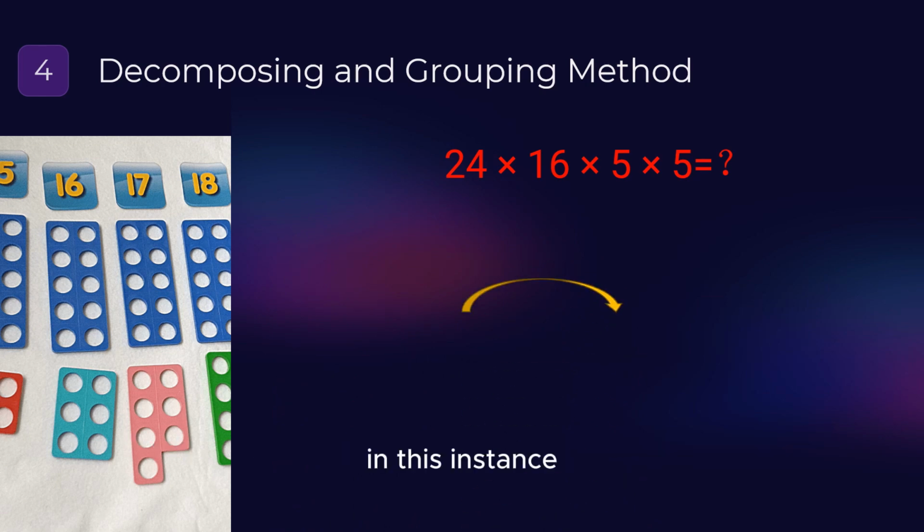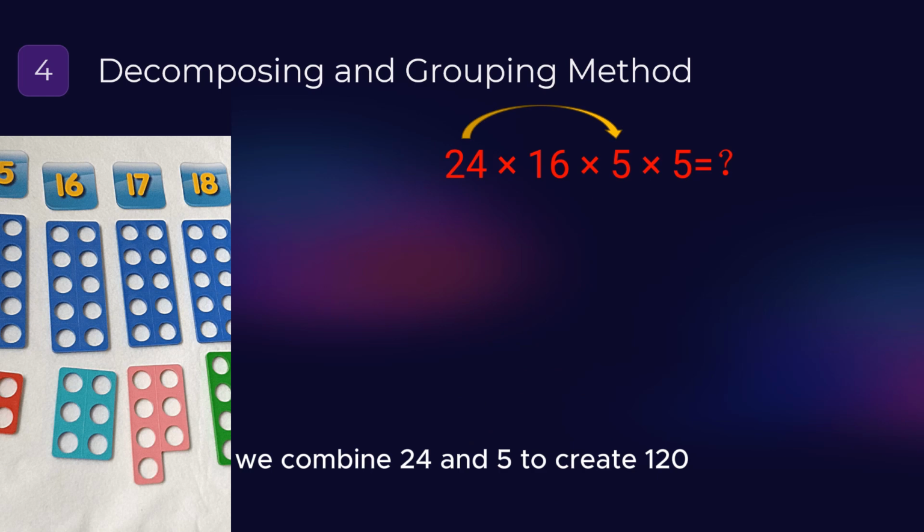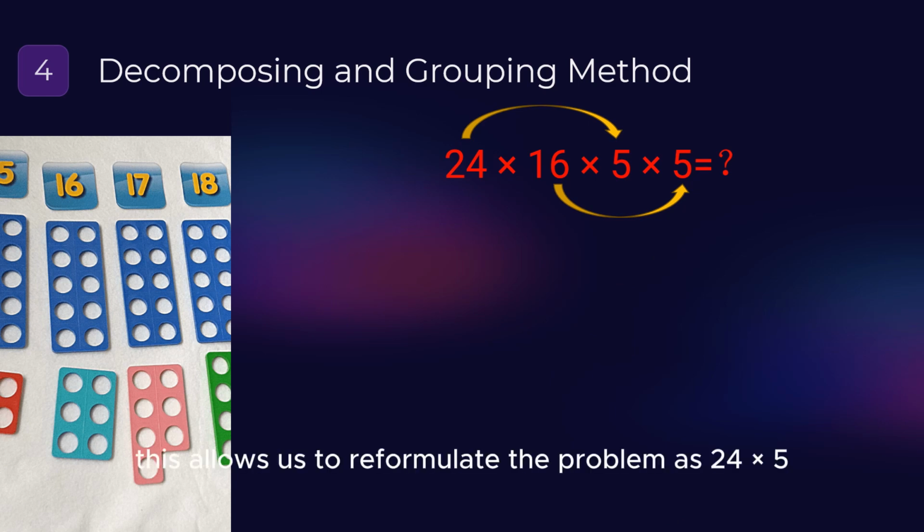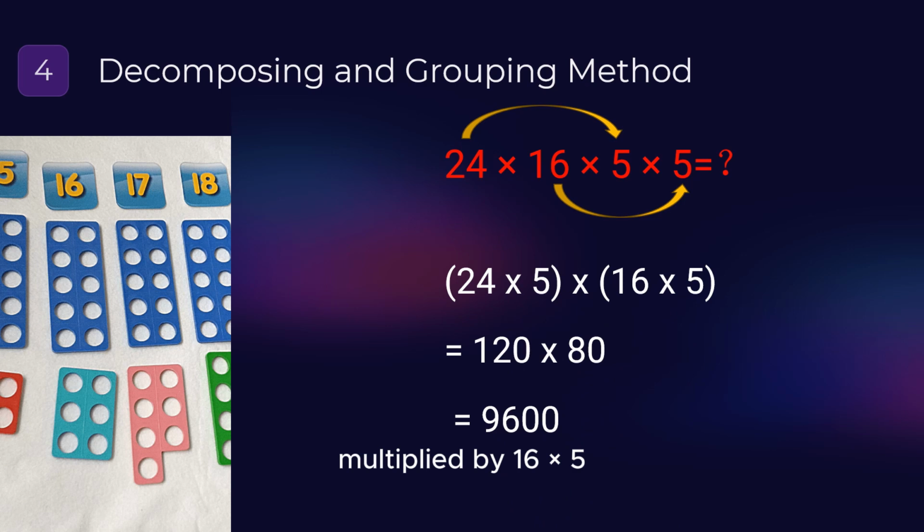In this instance, we combine 24 and 5 to create 120, and 16 and 5 to create 80. This allows us to reformulate the problem as 24 times 5, multiplied by 16 times 5. Subsequently, we can solve the problem as follows. 24 multiplied by 5, multiplied by 16 multiplied by 5, equals 120 multiplied by 80, which is equal to 9,600.